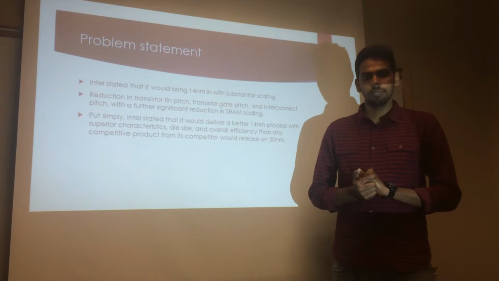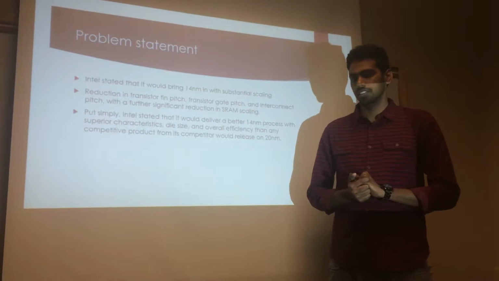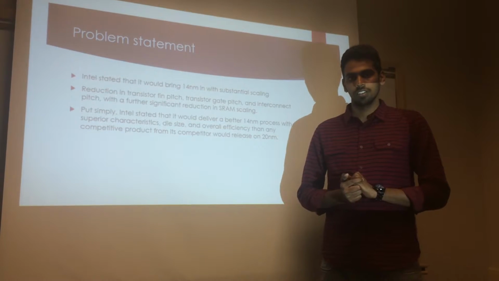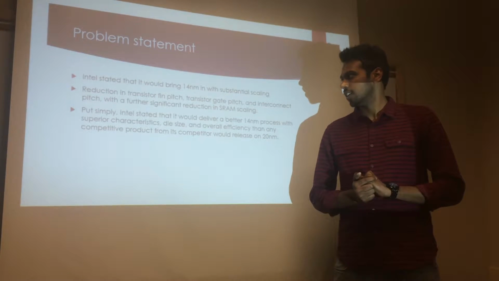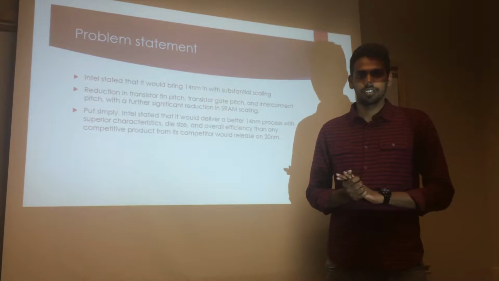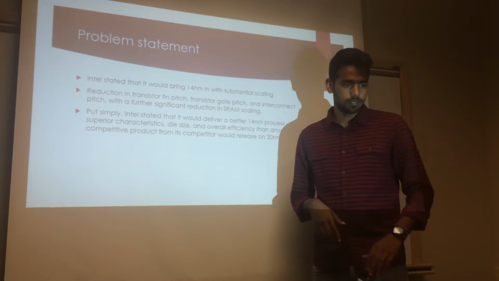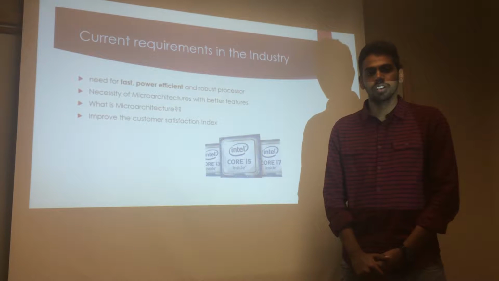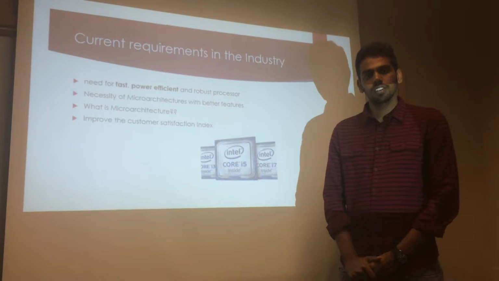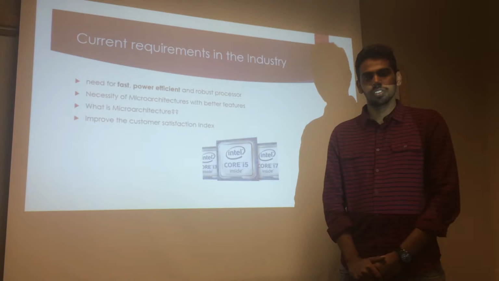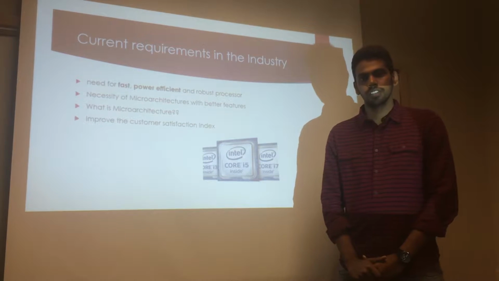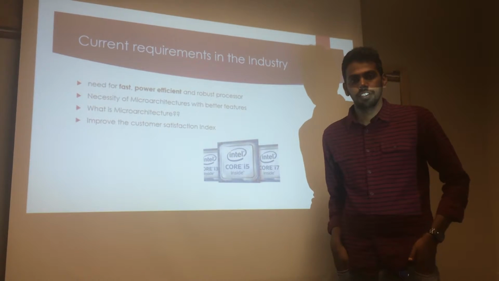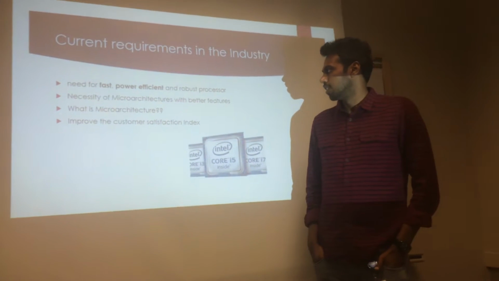So put together in simple terms, Intel stated that it would release a better processor which is more power efficient, which is fast, and which has superior characteristics to its previous processors. Next, what are the current requirements in the industry? If you ask a client or a customer who uses Intel's processors, the requirements would be a faster processor, a power efficient processor, and a robust processor.